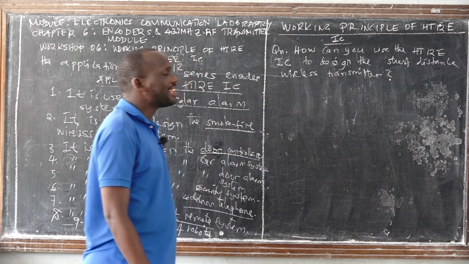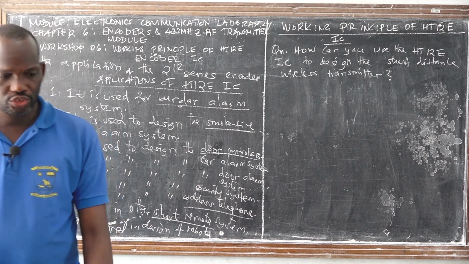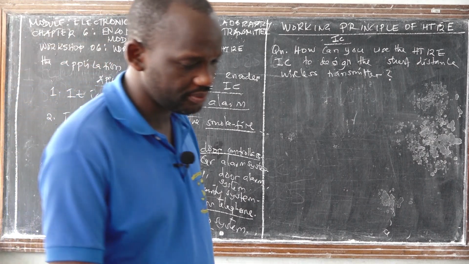So then, let us think a little bit, how can you use this encoder to encode the information in the short distance wireless communication system?